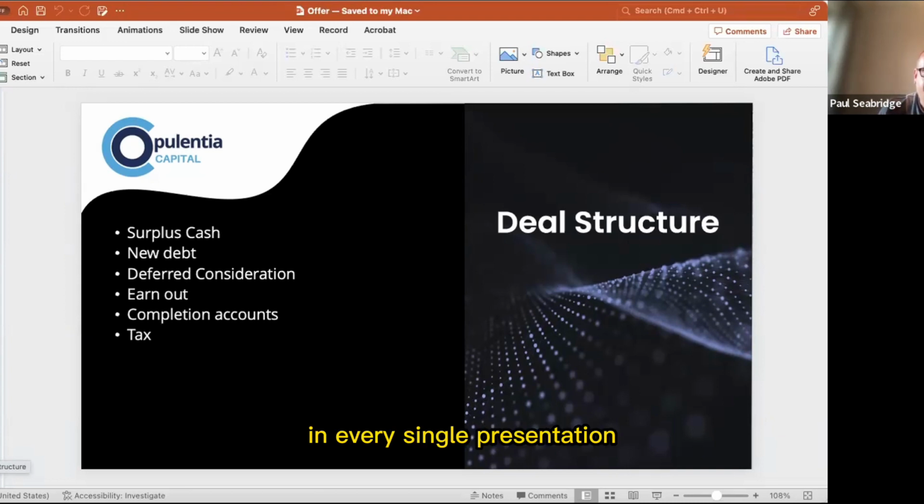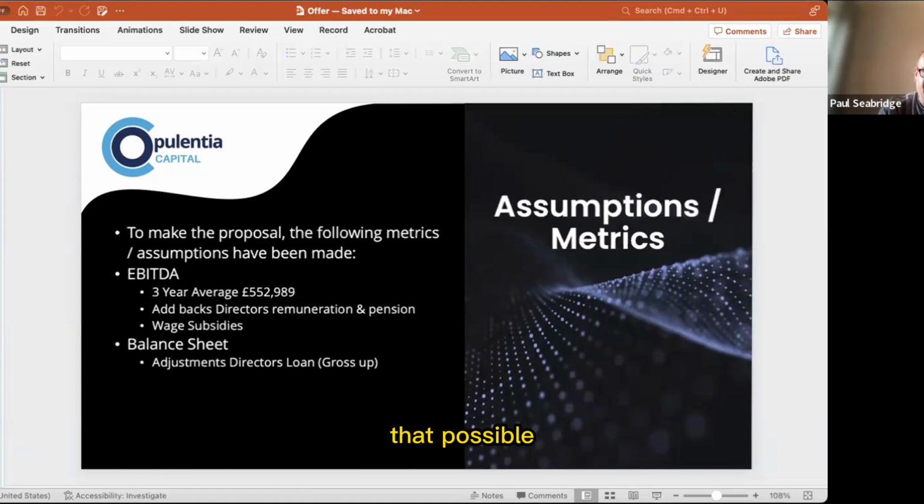And then from a tax perspective, tax is tax, but we'll always work with their professional advisors to try and structure the deal in the most tax efficient way possible.